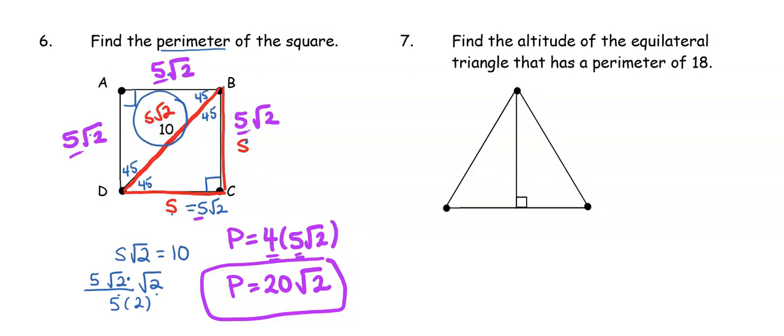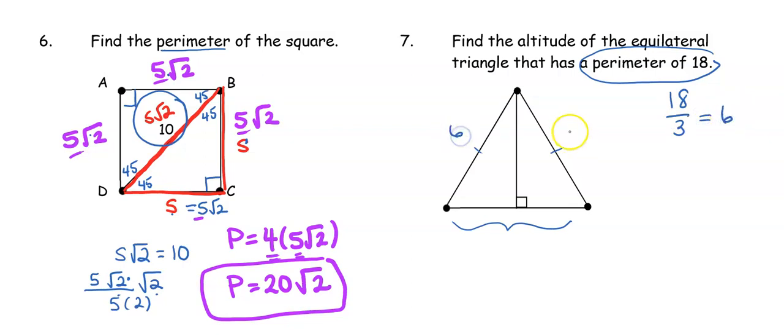Last one. Find the altitude of the equilateral triangle. All right, so altitude, equilateral triangle, that means that all sides of my triangle are the same. The perimeter is 18. Well, if I have 3 equal sides, that means each side is going to be 6. This side is 6, this side is 6. But when I drop that altitude down, it bisected that opposite side. So the whole thing is 6, but each part there is going to be 3.